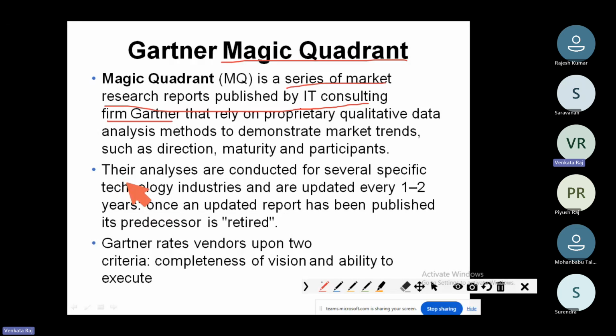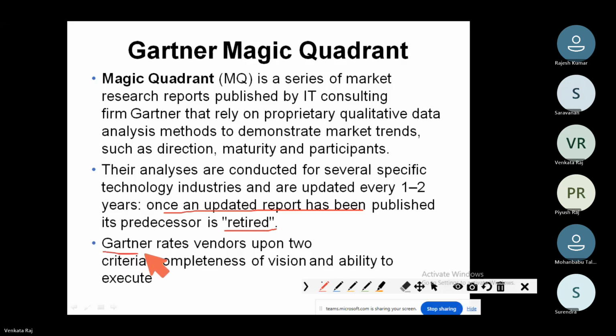They will do it on a specific time interval. Okay, their analyses are conducted for several specific technology industries. Now here we are discussing APM, right? So I told you, for different industries, for different technologies, they do that evaluation, and they are updated every 1-2 years, guys. Whenever there is a new report published, your previous report becomes retired. Okay, the previous report becomes retired.